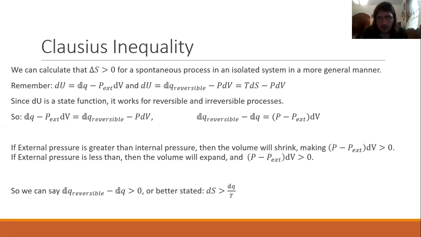Remember in previous chapters we looked at the expansion of a gas irreversibly versus reversibly: the reversible expansion always had greater energy than the irreversible expansion. Same thing here, a reversible process will always have a greater entropy than an irreversible process.